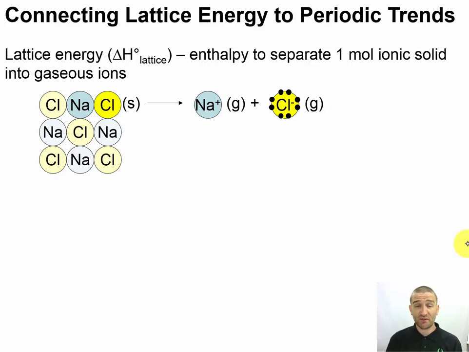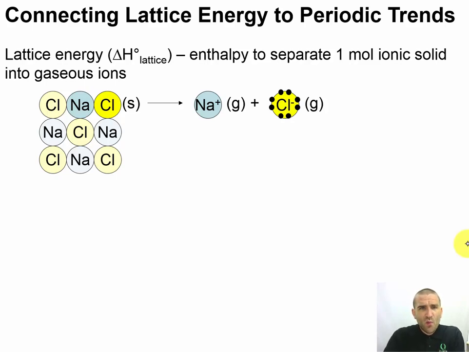So in this one, we're going to walk through the definition of something called lattice energy. We're going to connect that to our periodic trends for ionization energy and electron affinity. And we're going to see exactly what's going on with how much energy is required to separate these things and if there's any stabilization going on.